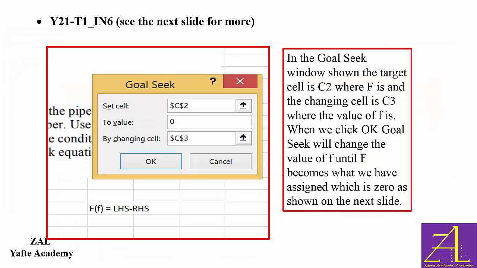In this slide, we are using Goal Seek in Excel to carry out this task. Solver in Excel may also be used to do the same job.